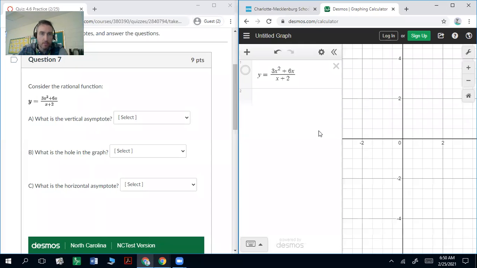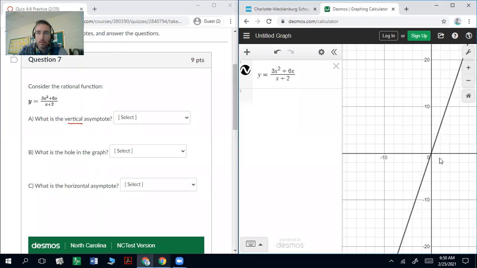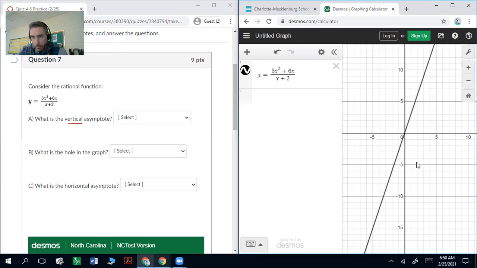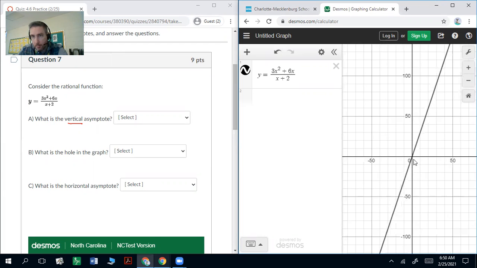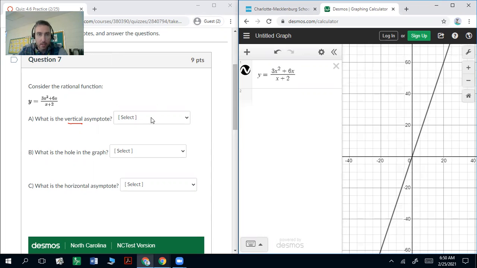Okay, question 7. Consider the rational function. What is the vertical asymptote? What's the hole in the graph? And what's the horizontal asymptote? Well, I'll start with the vertical asymptote. It doesn't appear that it has one, so I would say none.